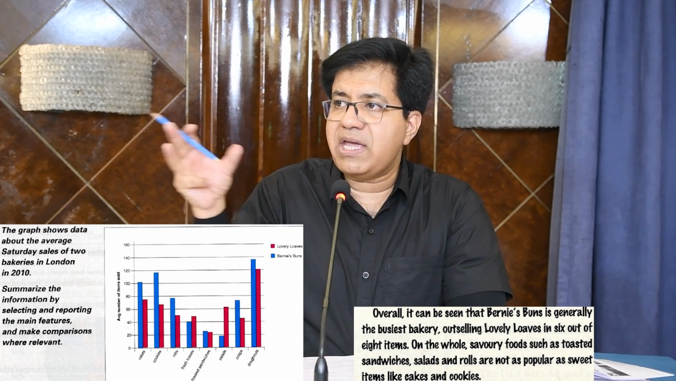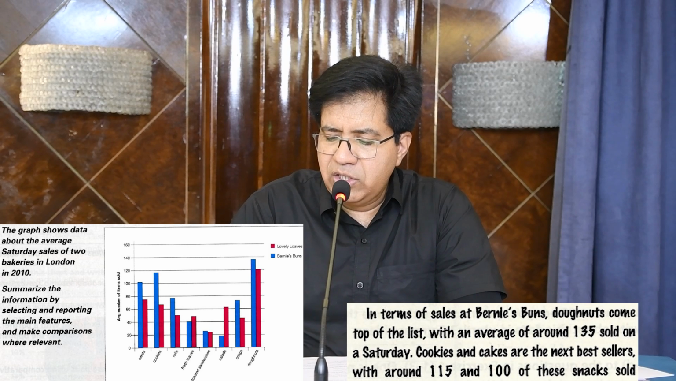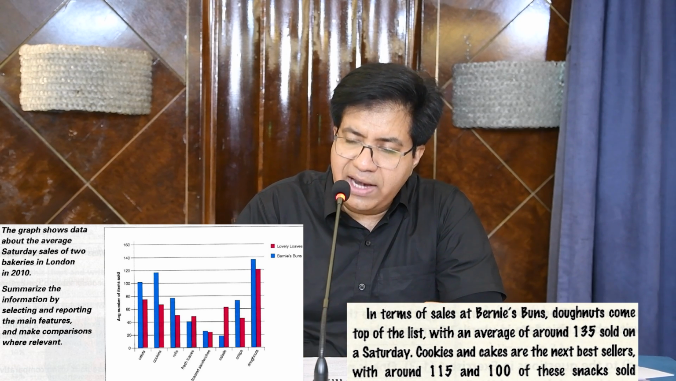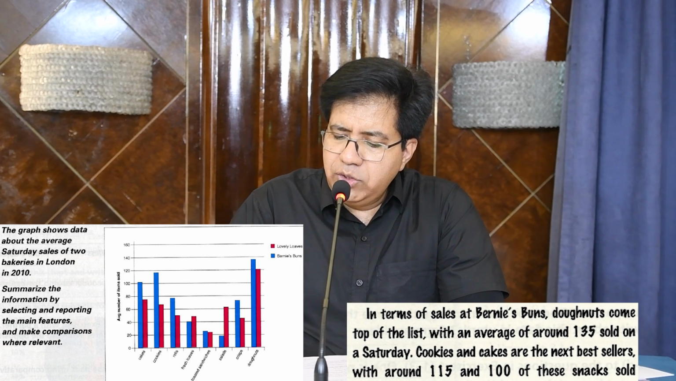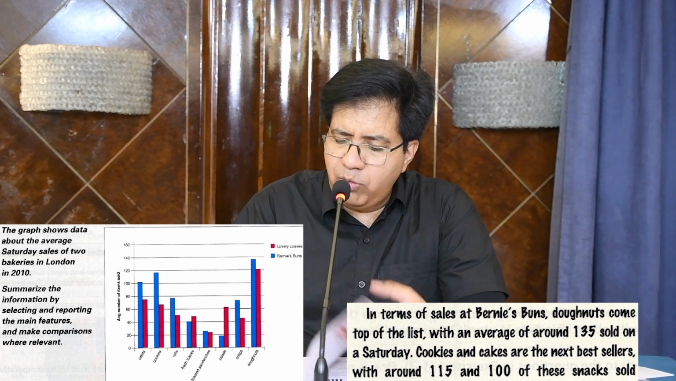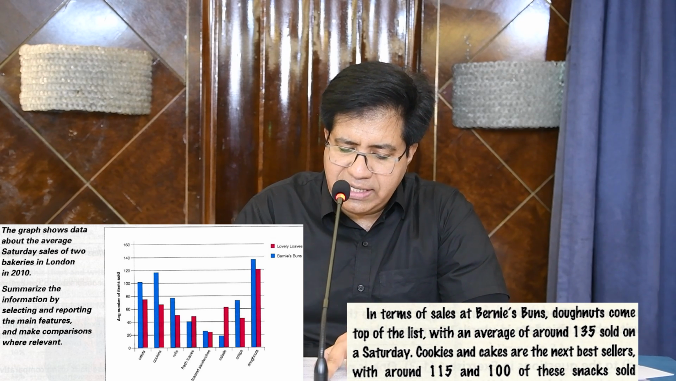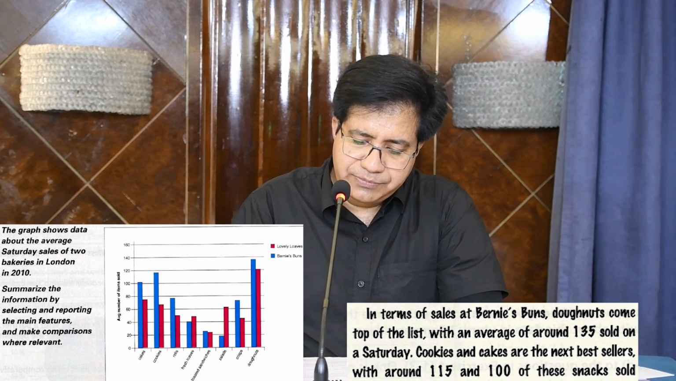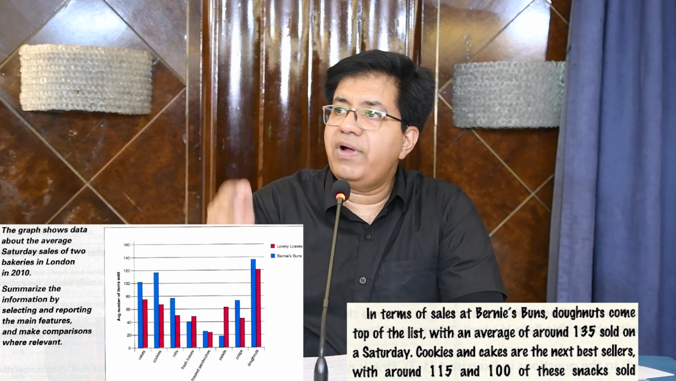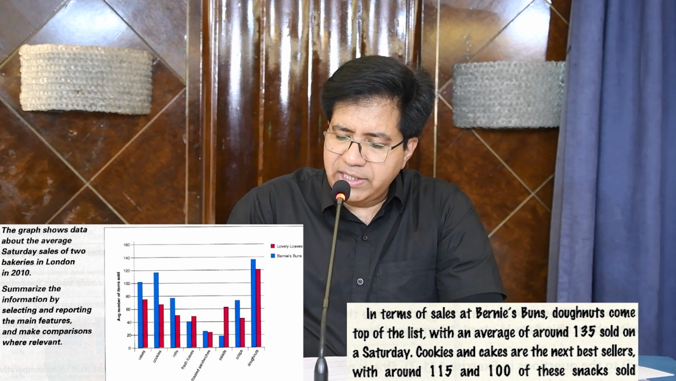Now we will talk about both bakeries separately, one by one. Okay, in terms of sales at Bernie's Buns, donuts come top of the list. Come back, take a look at donuts. So does it come top of the list? Yeah, and they're talking about Bernie's Buns first. So that's okay, no problem. Donuts come top of the list with an average of around 135. Okay, so actually this left one is Bernie's Buns and the right one is Lovely Loaves. Yeah, you can make this correction there. Once you get this in soft form, you can just see it all. All right, let's go on.